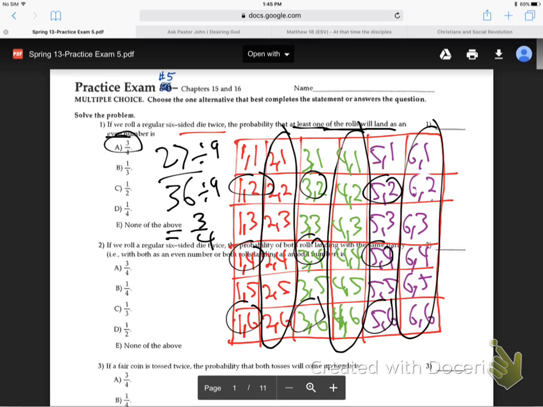If we roll a regular six-sided die twice, what's the probability of both rolls landing with the same parity, both even or both odd? Yeah. I should redraw that.